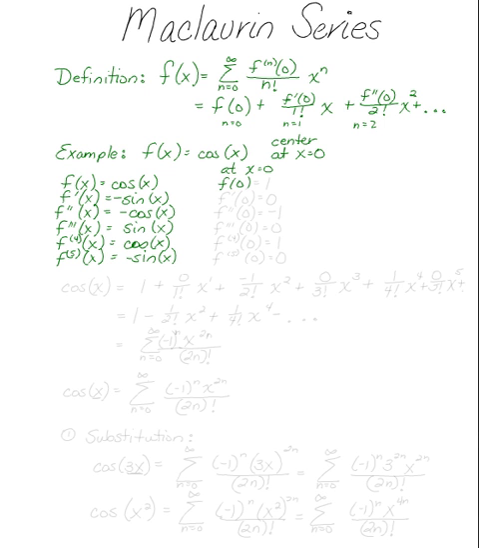So I want f of 0: cosine of 0 is 1. f prime of 0, negative sine of 0, is 0. The second derivative at 0 is negative 1. The third derivative at 0 is 0. The fourth derivative at 0 is cosine of 0, which is 1. And the fifth derivative at 0 is, again, 0. So we're going to go ahead and evaluate some of our derivatives.